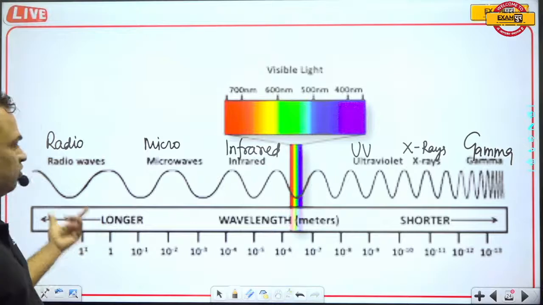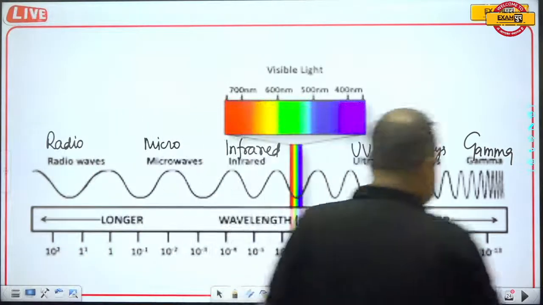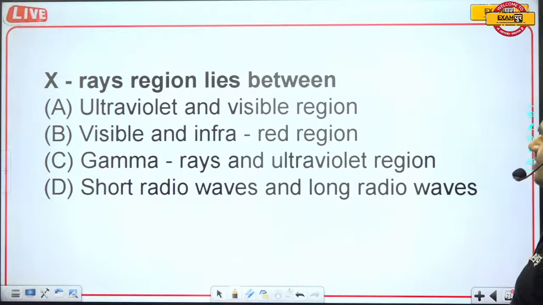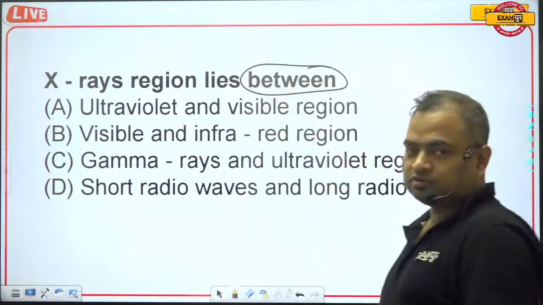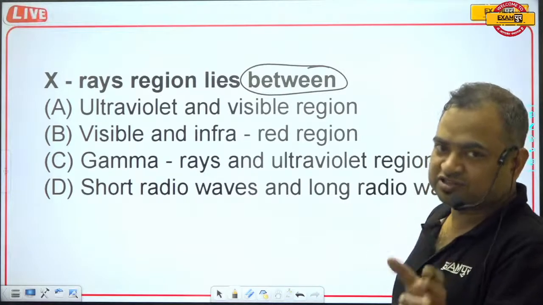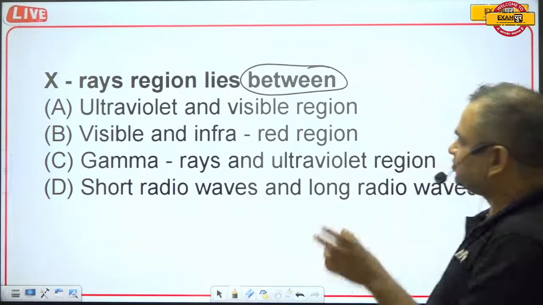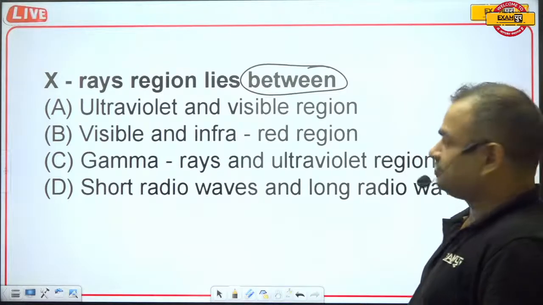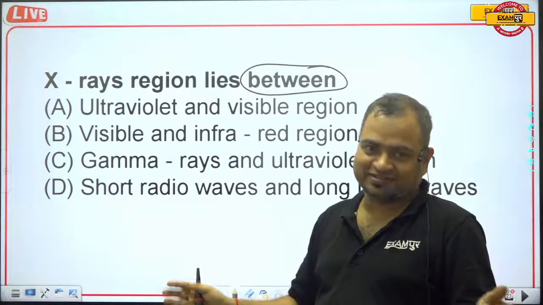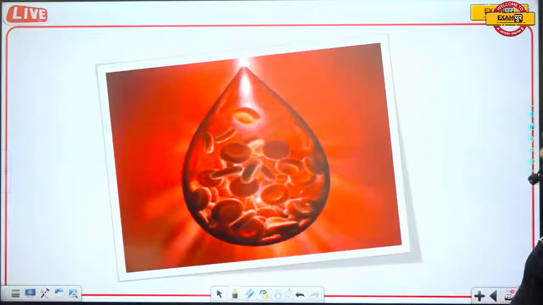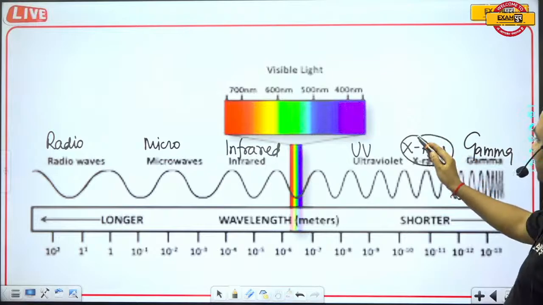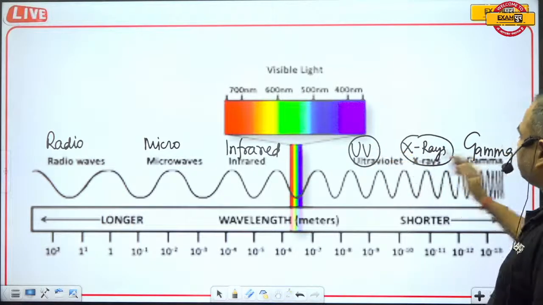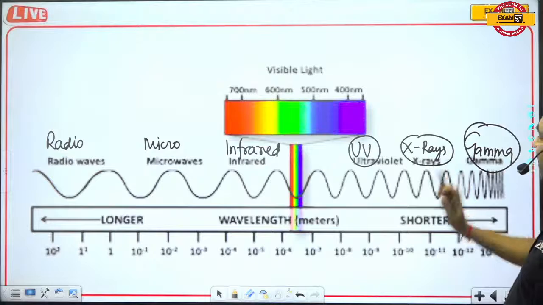In this way we conclude that radio waves have the longest wavelengths. The question is, X-rays lie between what? It means you should know the region in which the X-rays lie, the neighbors of the X-rays. So who are the neighbors of X-rays? Ultraviolet is the first neighbor, and this is the second one. So X-rays lie between ultraviolet and gamma.